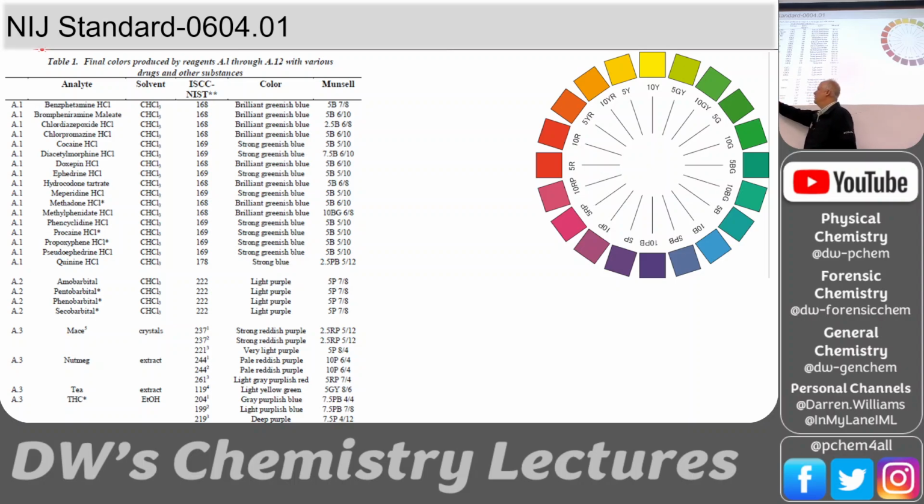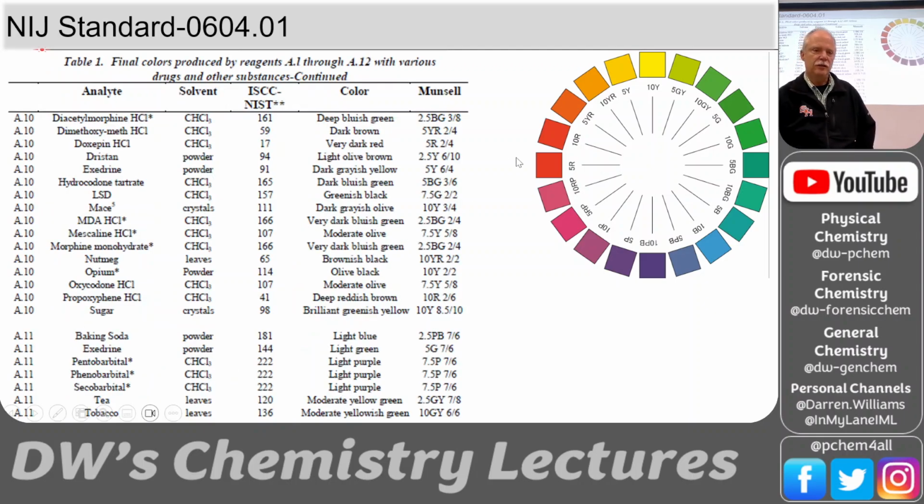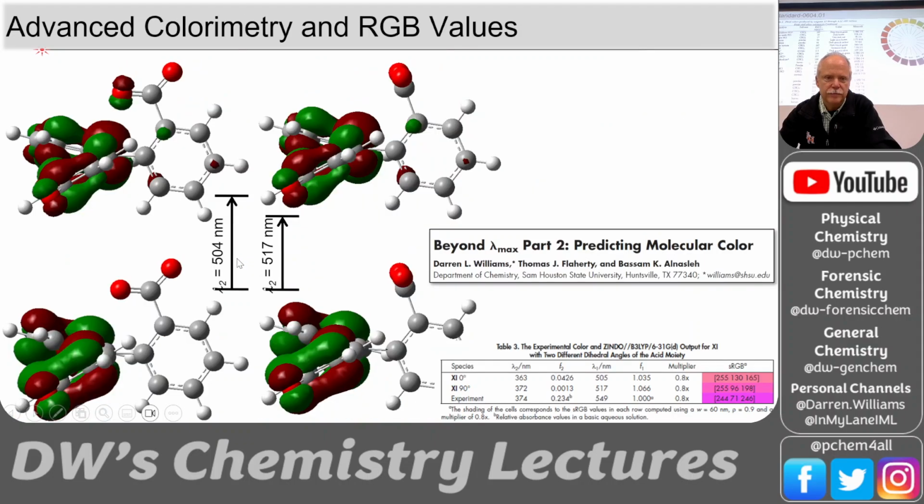I don't know. But you can see, extract the tea, light yellow green, a green 5GY86. Phenobarbital, light purple, 5P78. So you have all of the different color tests and the reagents in here. Zooming in, we've got some more, the LSD and mace. It's pretty sweet.